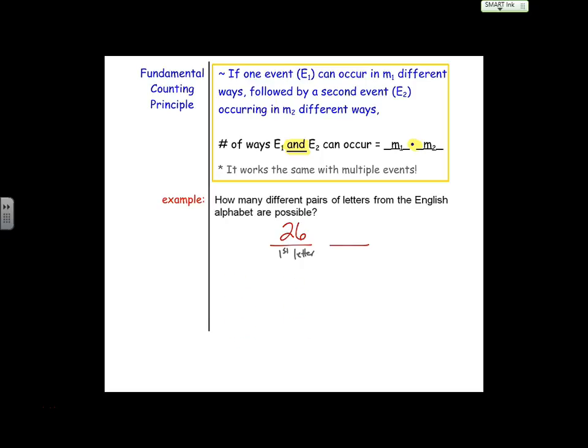You're choosing the first letter and the second letter. Do you see when I'm about to put multiplication? You're choosing the first letter and the second letter. So how many different pairs of letters from the English alphabet are possible? How many letters do you have to choose for the second blank?